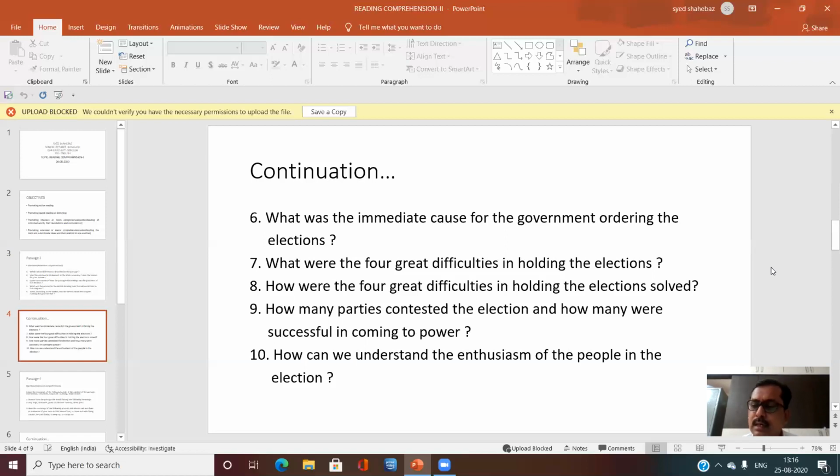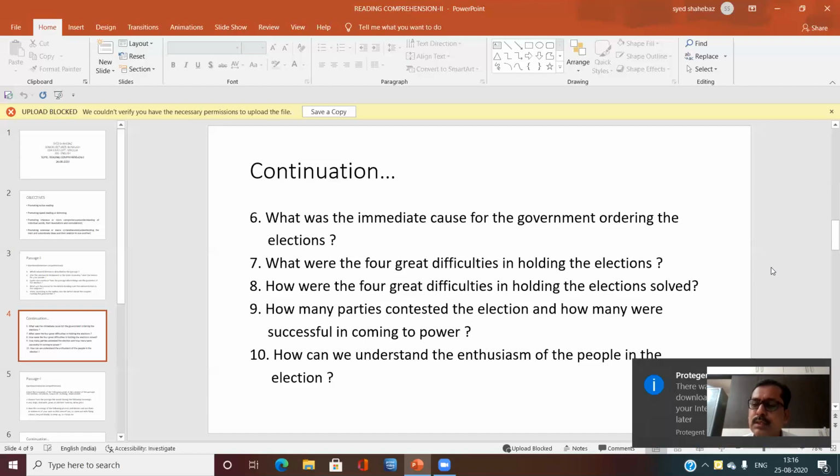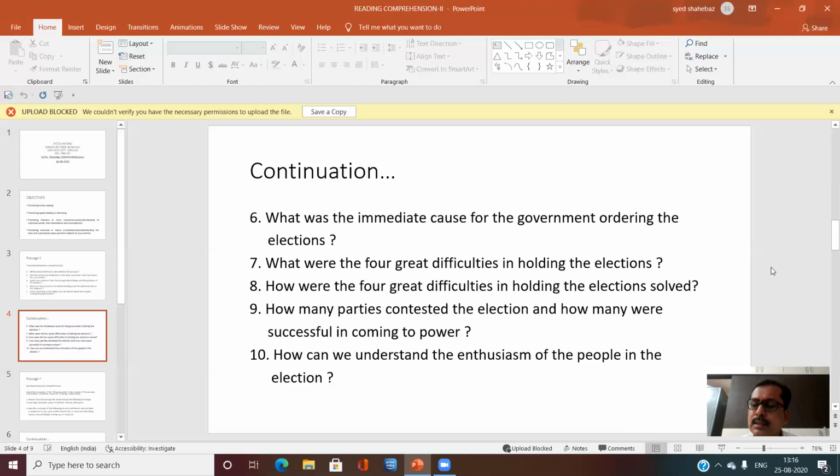The first is appointing the Election Commission of India. Number two is preparing electoral rolls. Next is giving symbols to the political parties so that the illiterate voters can easily identify and cast their vote with the help of the symbol. And the last one is giving a strong warning to the corrupt officials. So all these problems were successfully overcome.